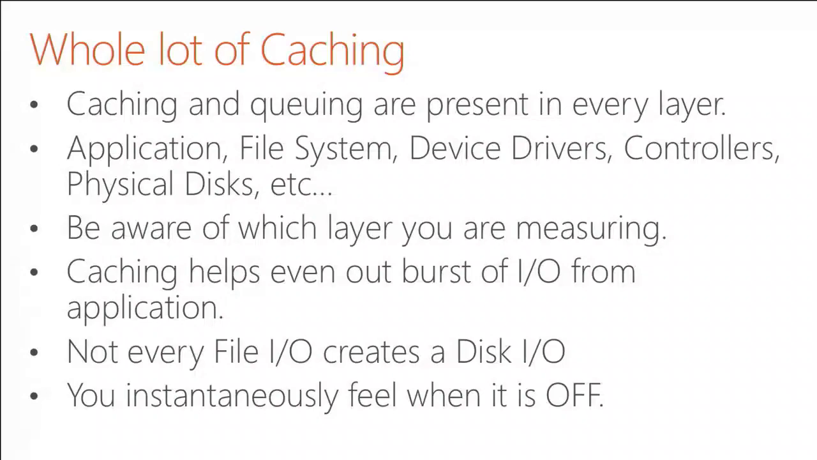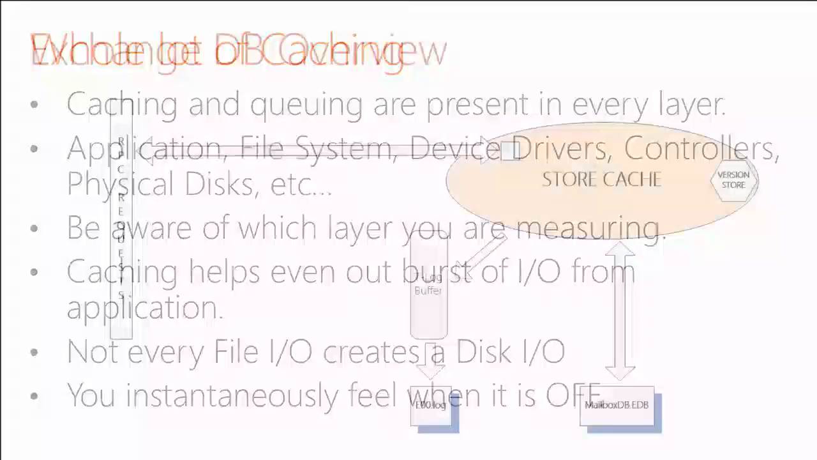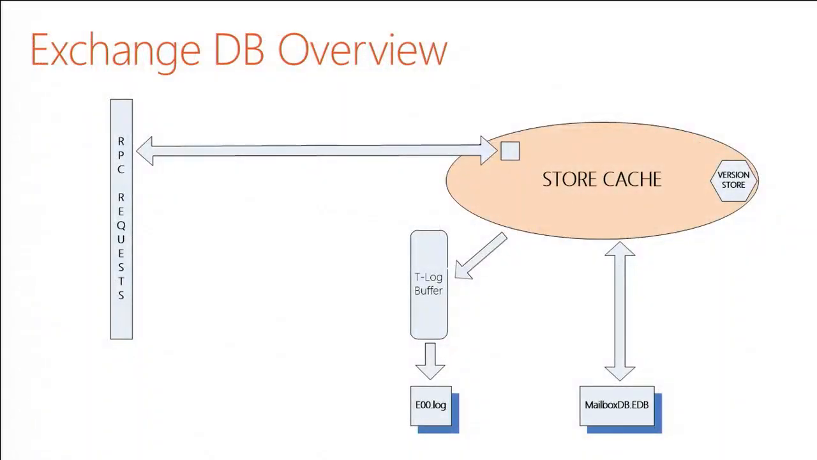So now that we have an idea how an I/O is created, we can go to our good old Exchange. Very, very simple schematics on how Exchange creates I/O just on the database. I know that I'm missing search, I'm missing indexing, I'm missing a lot of things, but if you're doing just JetStress, you care about the database, ESE.